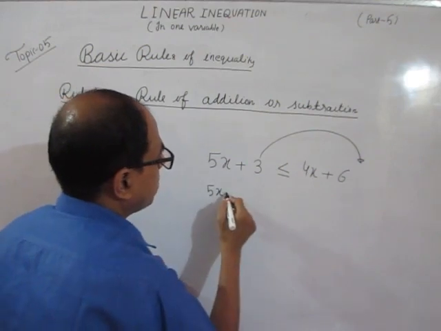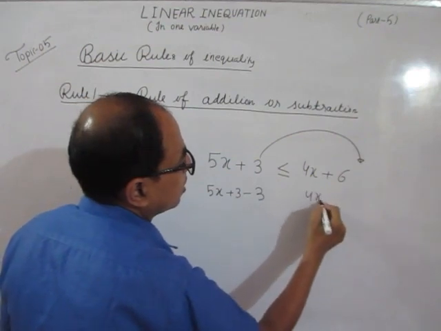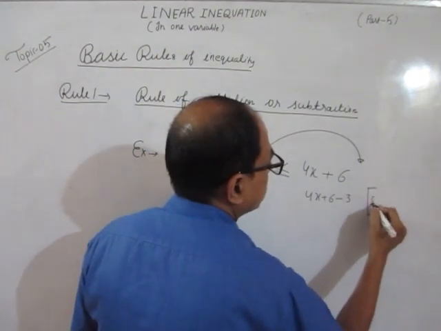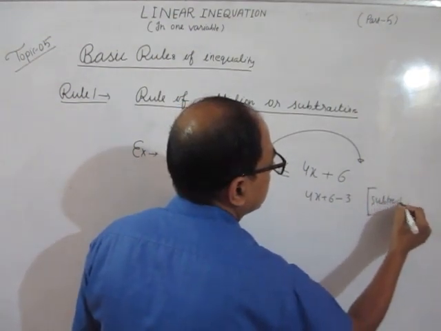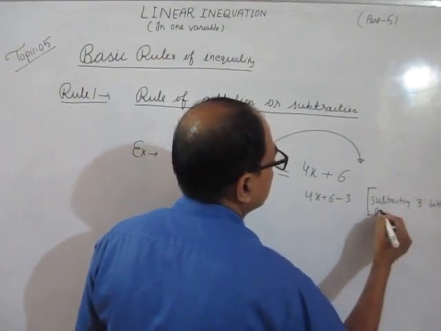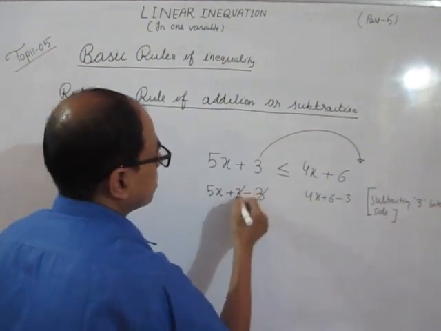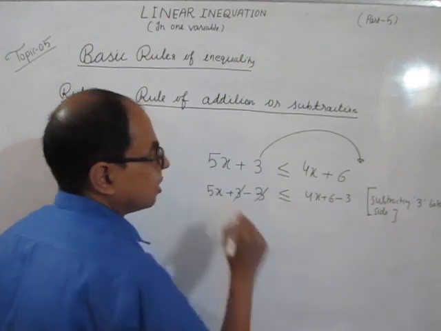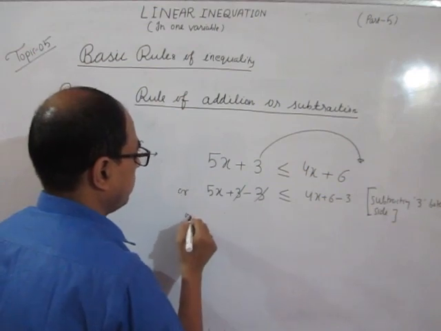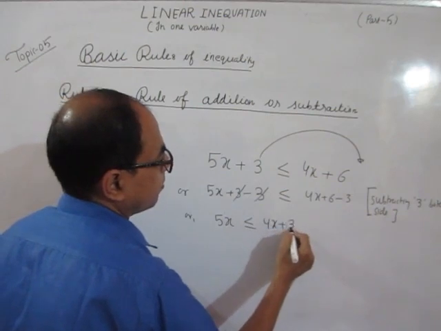So 5x plus 3, now subtracting 3 from both sides. What have we done here? Subtracting 3 from both sides. So this 3 will be cancelled and the sign of inequality remains the same according to the rule. So next will be 5x less than or equal to 4x plus 3.